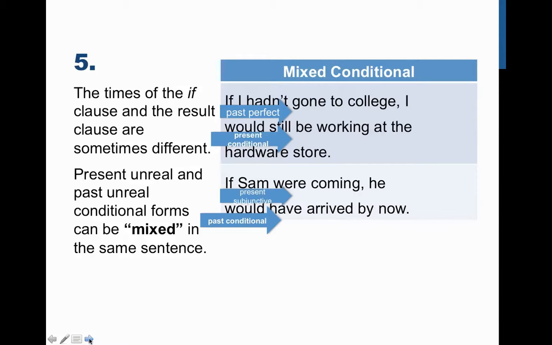The times of the if clause and the result clause are sometimes different. If I hadn't gone to college, I would still be working at the hardware store. Present unreal and past unreal conditional forms can be mixed in the same sentence. If Sam were coming, he would have arrived by now. The truth of the matter is that he didn't arrive, so we think he's not going to come now.